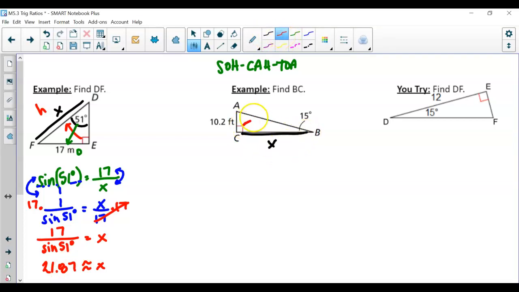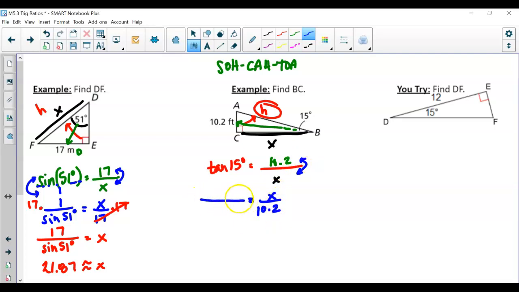So here, BC is what we're looking for, right? Now I notice clear opposite is the hypotenuse, but is there anything here? No, which means we're going to use tangent. What's our reference angle? 15 degrees. So here we go. What is opposite from our 15? 10.2. What is adjacent? Our x. So notice again, this is like flipping. This is x over 10.2, which is equal to reciprocal 1 over tangent of 15 degrees.